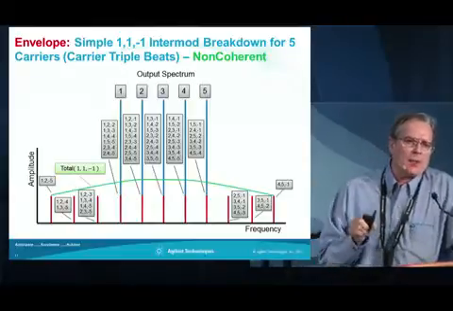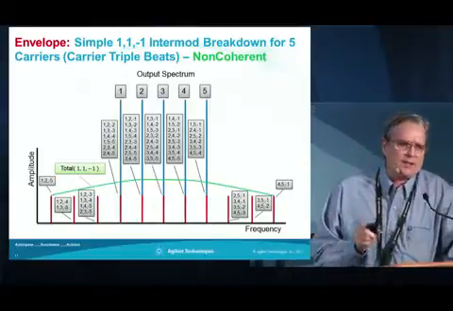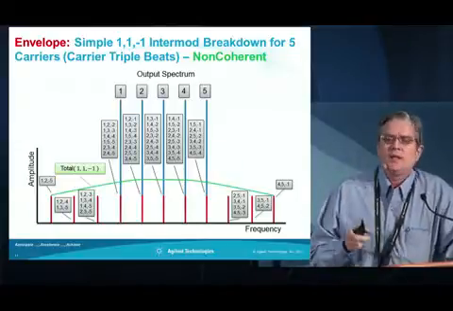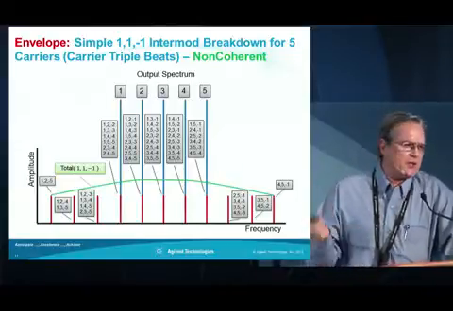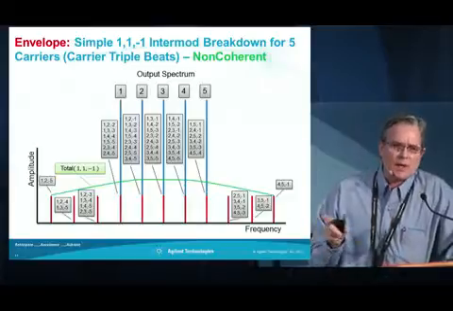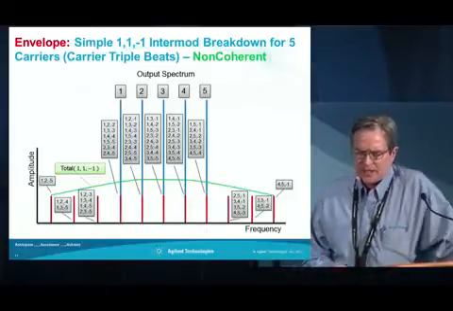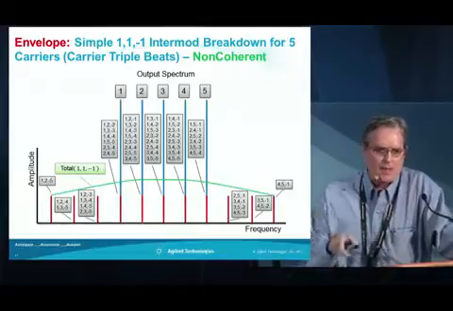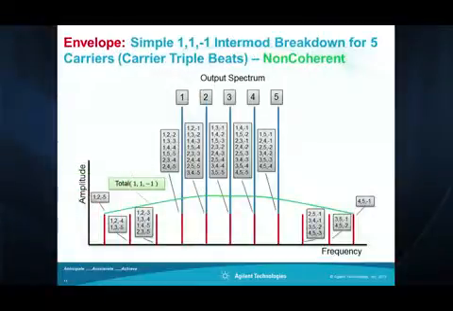This is the 1 by -1, which is what they call the composite triple beat. So it's carrier 1 plus a second carrier minus a third carrier. And that's the only intermod that we're looking at in this particular slide. If you look right underneath carrier 1, there's a gray box off to the left, and those list the combination of carriers that generate a particular intermod.